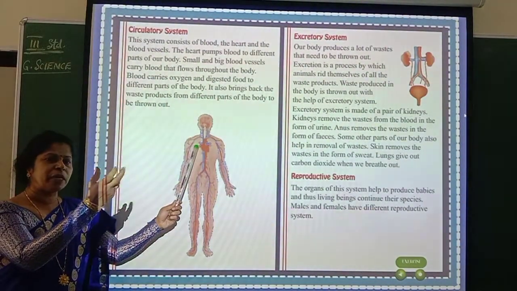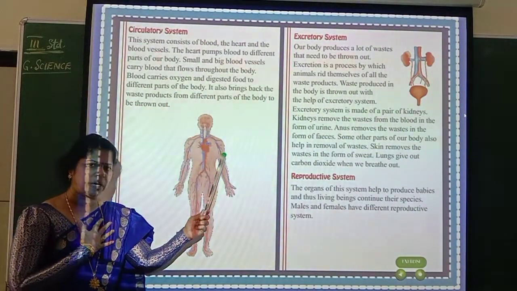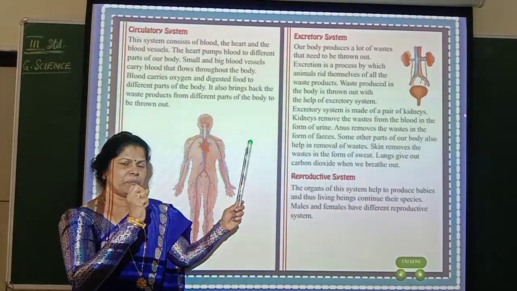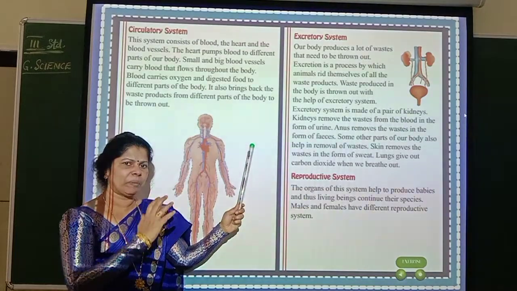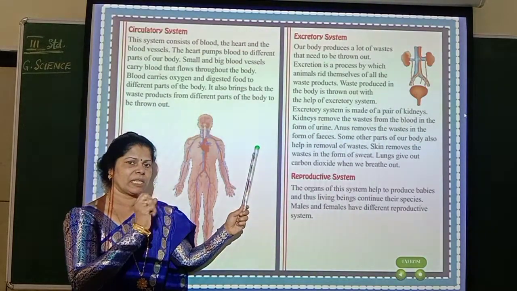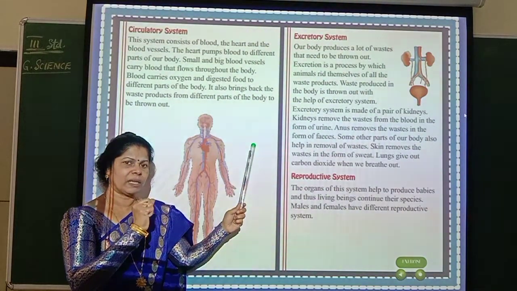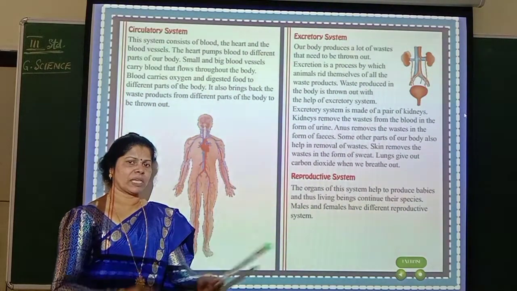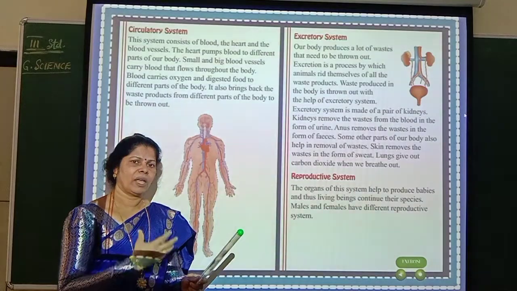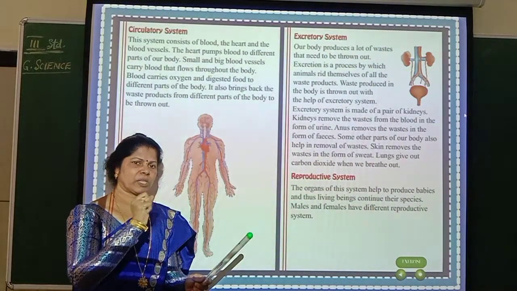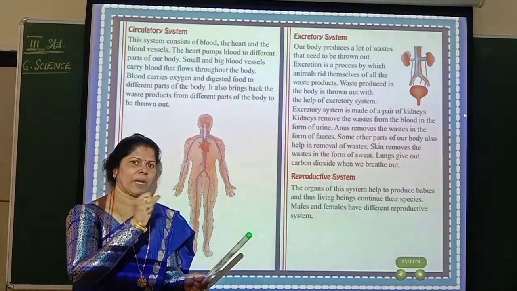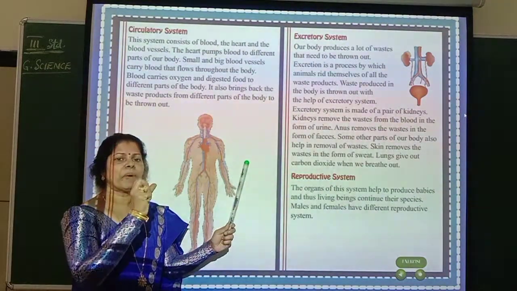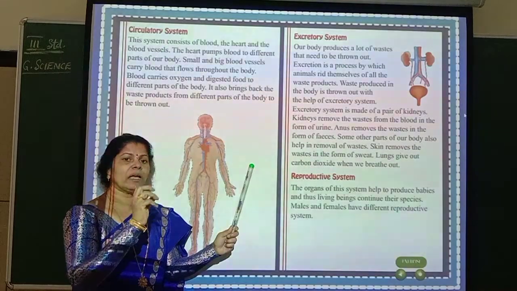That pumping you can feel if you touch your chest region. You can hear lub dub, lub dub, lub dub. Are you able to hear? You can even touch and see. There is a movement. What is that? That is the heartbeat. Understood? Especially when you do more exercise, when you run and all that, what happens? You can see it will start pumping faster. So you get lub dub, lub dub, lub dub, isn't it? Have you observed that? Yes. So that is nothing but the pumping of blood from the heart.